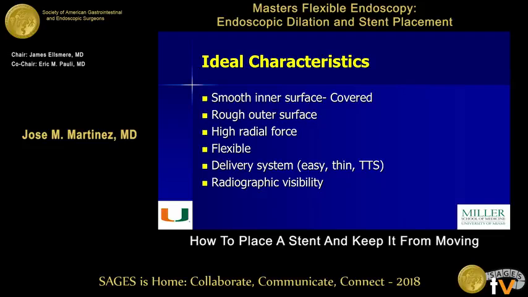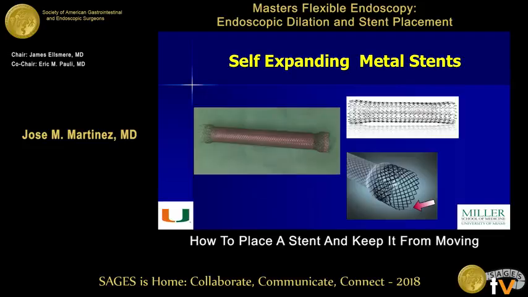You have to understand the different delivery mechanisms, whether these are going to go over a wire or through a scope, whether you use fluoroscopy or not, and we'll touch a bit on that, as well as the radiographic identification markers that these things have, either on the stent itself or the deployment mechanism, because these are all the guides that will tell you if you're doing a good job or not.